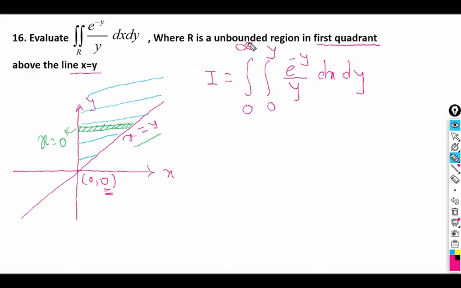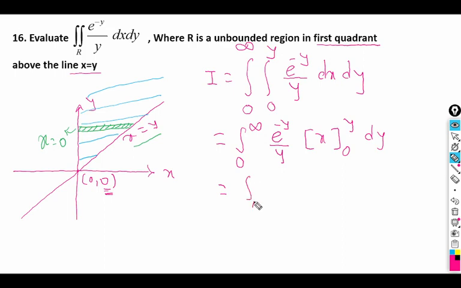That is about the limits. And now see, the evaluation really becomes very simple because we selected the order dx dy. As we integrate with x, e raised to minus y upon y is like a constant. The integral of dx is x, limits 0 to y, dy. That's one.